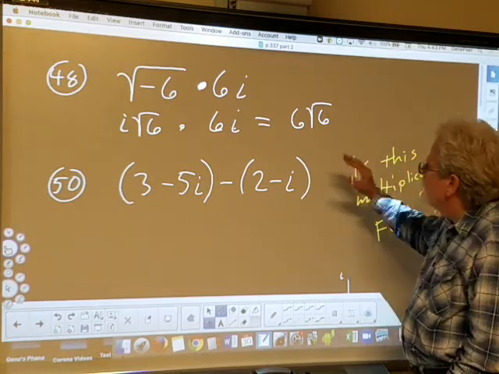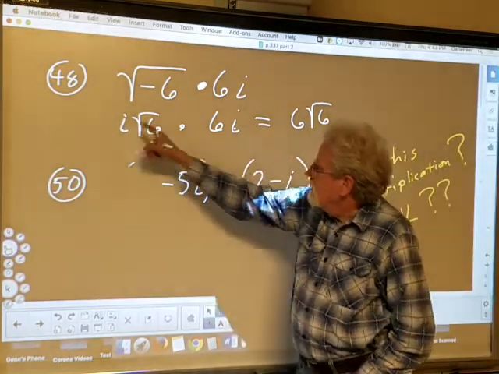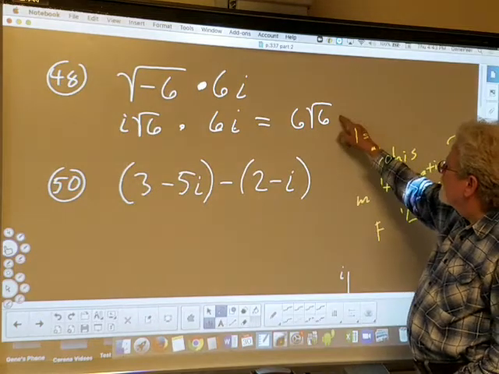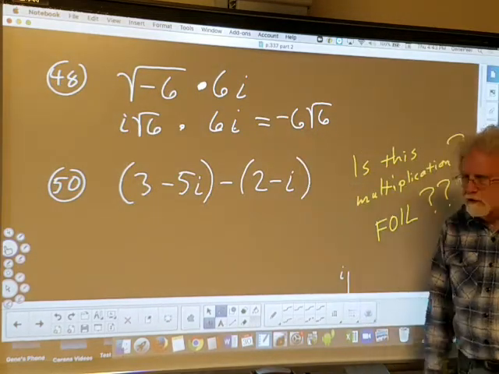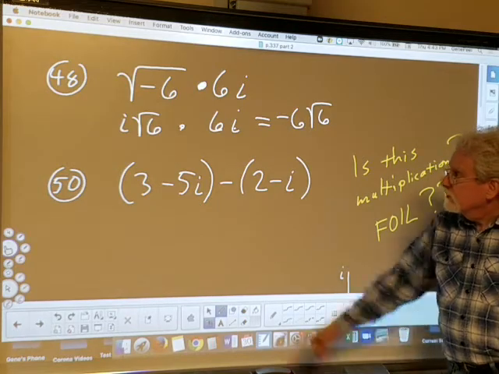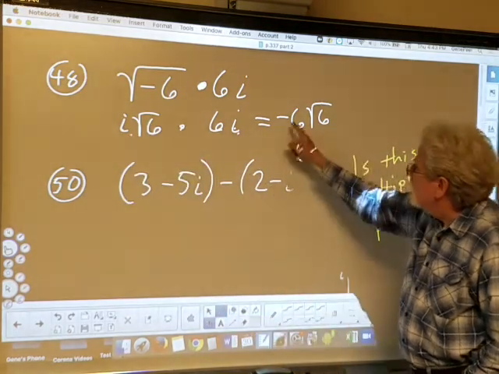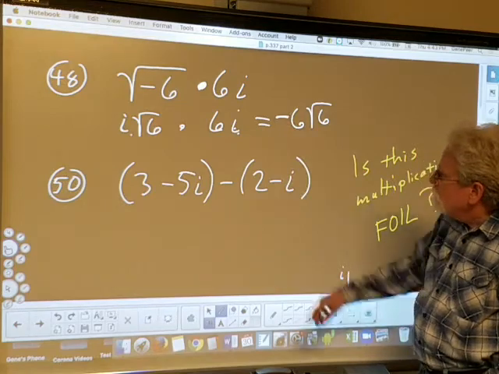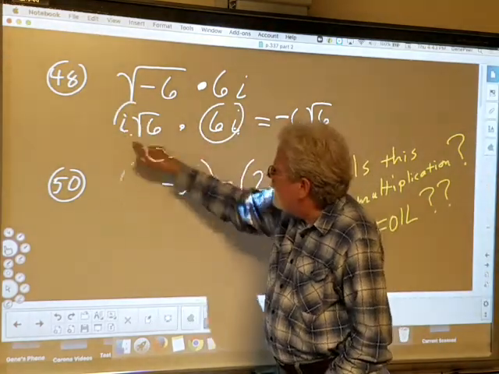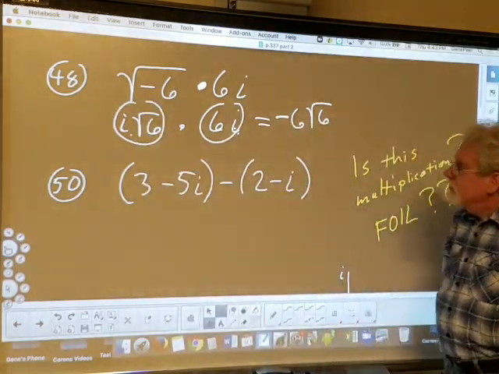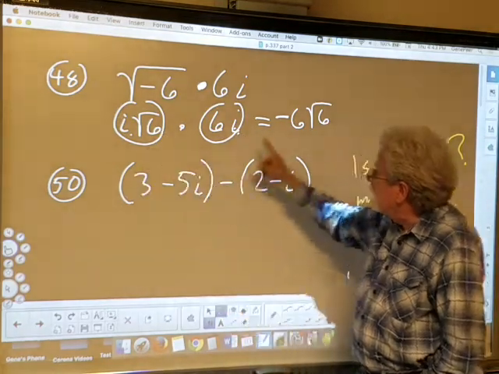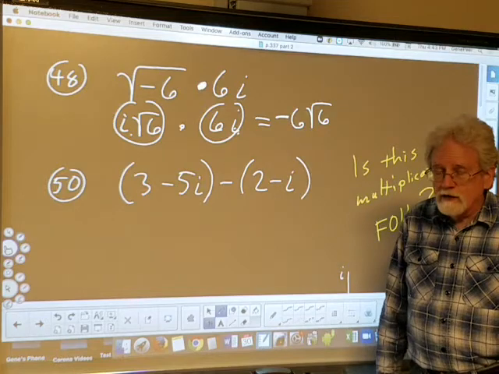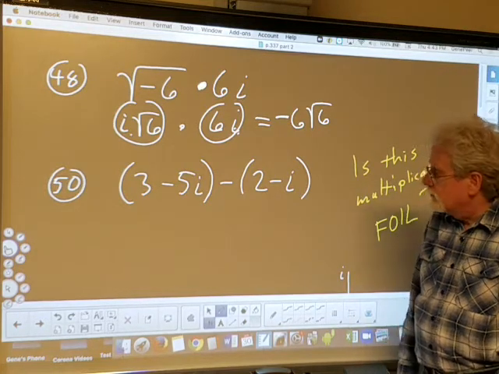So i times i is negative 1. I'm not going to write times negative 1, that's silly. I'm just going to make it negative 6 square root of 6. So the i times i makes my answer negative. But aren't we multiplying a positive by a positive? Yep. And only in the world of imaginary numbers can you multiply a positive by a positive and get a negative. Only in the imaginary world.